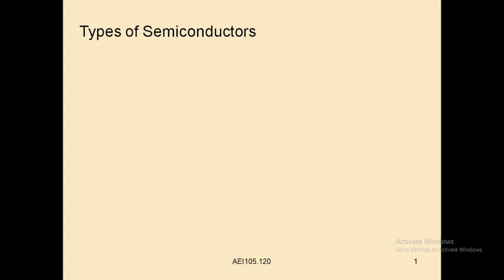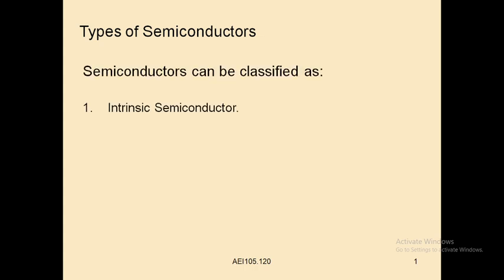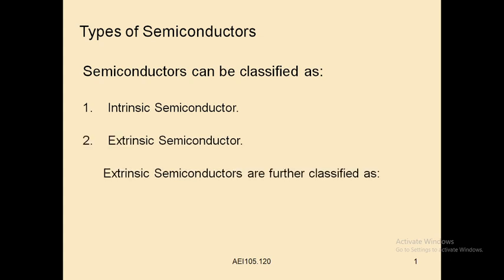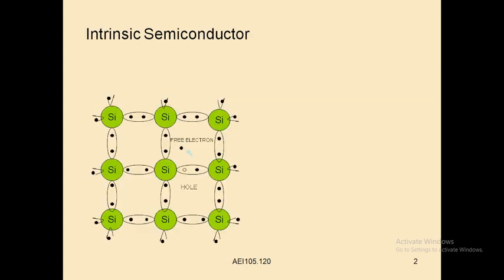Today I am going to explain a few concepts related to semiconductors. First of all, what is a semiconductor? A semiconductor is a material whose conductivity lies between insulators and conductors. The best examples of semiconductors are germanium and silicon. Here we have two different types of semiconductors, intrinsic semiconductors and extrinsic semiconductors. Again, these extrinsic semiconductors are divided into N-type semiconductors and P-type semiconductors.